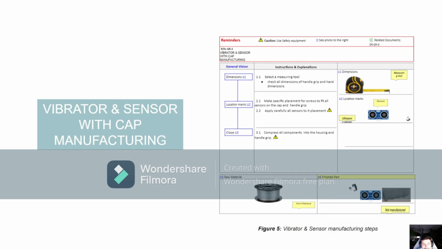The manufacturing process is described in 3 steps: dimensions, location marks, and close. On the dimension step, we selected the measuring tool and checked all the dimensions of the handle grip and hand dimension. On the location step, which is the second step, make a specific placement for the screws to fit all the sensors of the cap and the handle grip, and apply it carefully, so that you cannot cut yourself or put another person in danger. And close is to compress all the components into the housing and the handle grip.